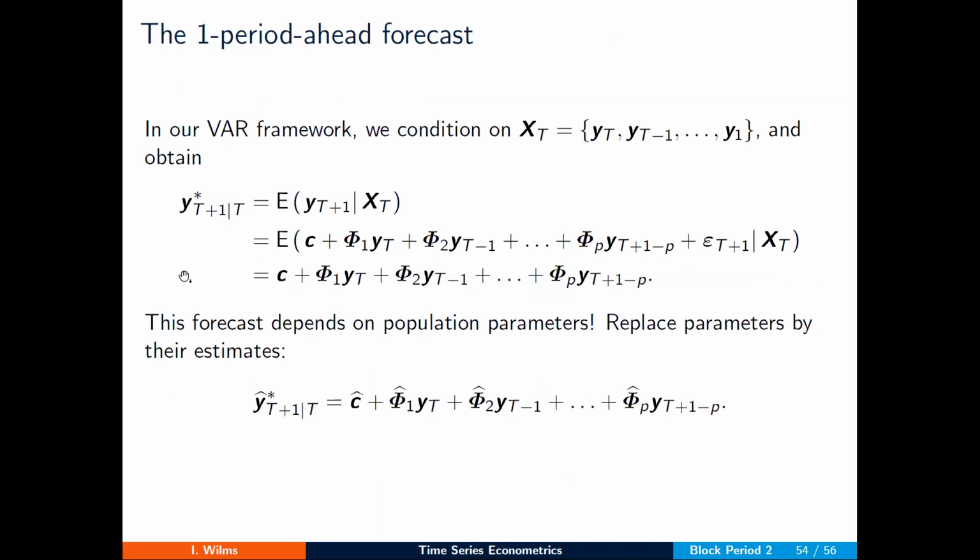Knowing what the optimal forecast is, we are ready to compute them for the VAR. So we need to compute the conditional expected value, taking into account the information set at time point t, which is nothing more than all past information on the variables in y. Inside the expected value, I just plug in the model equation of the VAR at time point capital T plus 1, which gives me this sum of the previous p observations. And we have, of course, the error term at time point capital T plus 1.